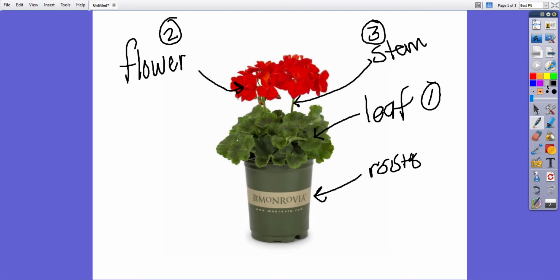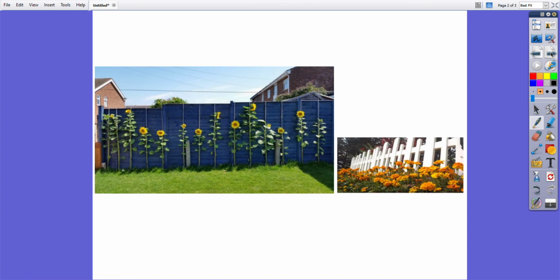Now I want to show you some other plants. Okay, so we're going to go on to the next page. And I want you to look at some plants that are planted in someone's garden. Okay, so we are going to look at photos of sunflowers. Sunflowers and marigolds.